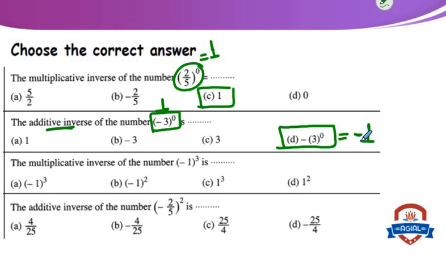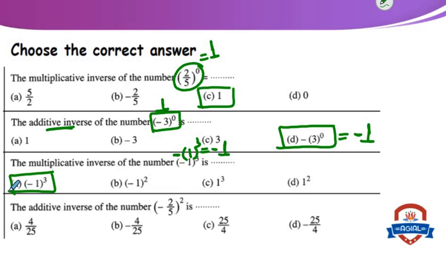Understand? Number 3, the multiplicative inverse of negative 1 to the power 3. The multiplicative inverse means flip, or the reciprocal. Negative 1 to the power 3 equals negative 1. The multiplicative inverse of the number negative 1 equals itself, negative 1. The multiplicative inverse of 1 and of negative 1 is itself.